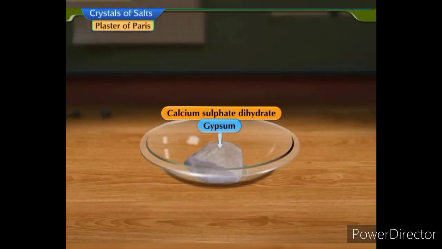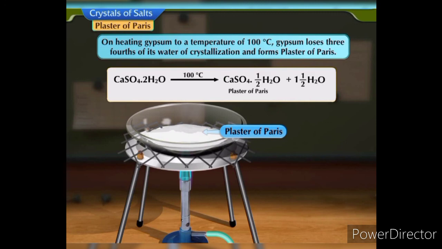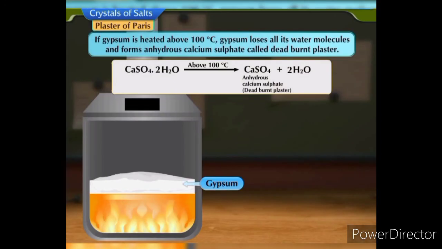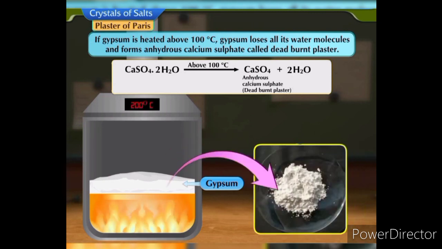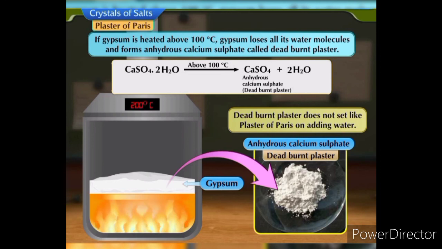Gypsum is calcium sulfate dihydrate. It contains 2 molecules of water of crystallization. On heating gypsum to a temperature of 100 degrees Celsius, gypsum loses 3/4 of its water of crystallization and forms plaster of Paris. If gypsum is heated above 100 degrees Celsius, gypsum loses all its water molecules and forms anhydrous calcium sulfate called dead burnt plaster. This dead burnt plaster does not set like plaster of Paris on adding water.